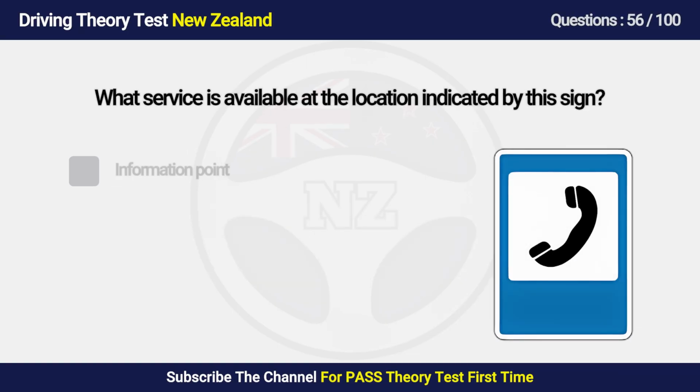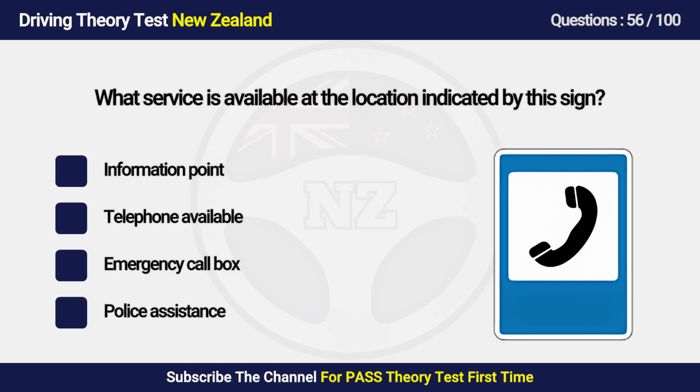Question 56. What service is available at the location by this sign? A. Information point. B. Telephone available. C. Emergency call box. D. Police assistance.